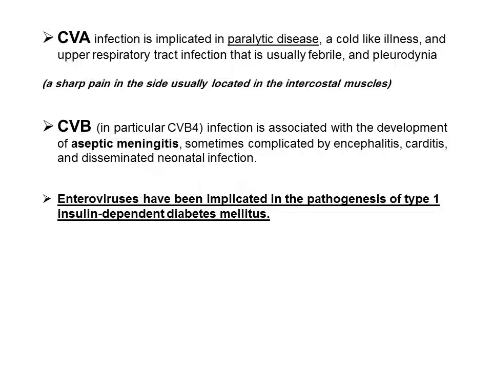Coxsackievirus A infection is implicated in paralytic disease, and in a cold-like illness and upper respiratory tract infection that is usually afebrile, and in pleurodynia. What is pleurodynia? It is a sharp pain in the side, usually located in the intercostal muscles. Coxsackievirus B is associated with the development of aseptic meningitis, which is mostly complicated by encephalitis, carditis, and disseminated neonatal infection.